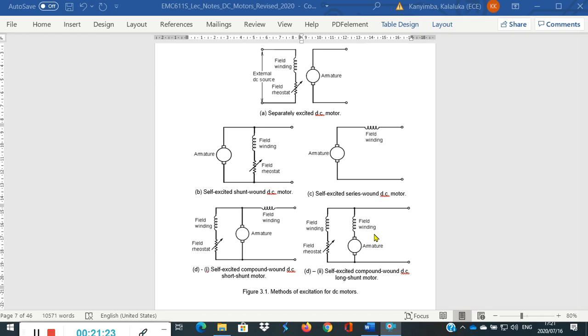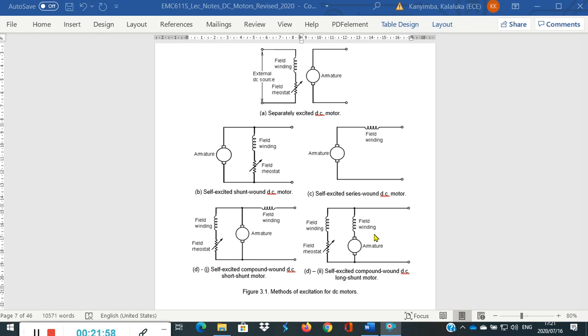So this gives us the two classifications: separately excited DC motor and self-excited DC motor. Under the self-excited DC motor, we've got the four variations. Essentially, you can say three variations. That is the self-excited shunt, self-excited series, and self-excited compound. Though under the compound, we have two variations. That is the short shunt and the long shunt.